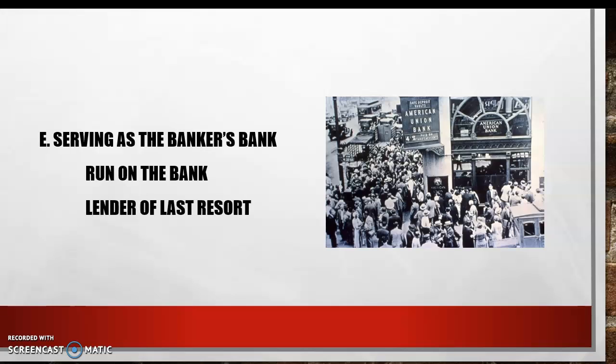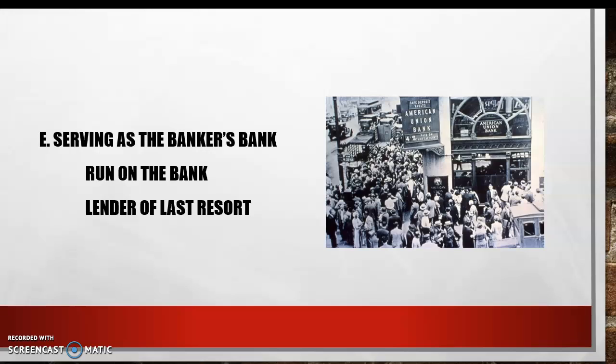How? By becoming the lender of last resort. See, sometimes a bank is short on cash and they have no way of collecting the income from their customers. They have no way of collecting their debts from the people they've made loans to. They can always ask the Fed for more money, the lender of last resort.